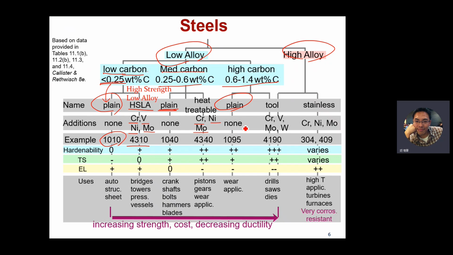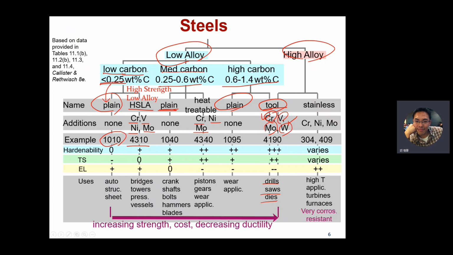For this tool steel, a lower alloy, the alloying elements include chromium, vanadium, molybdenum, and tungsten. You can see the element content, with tungsten and chromium. That means its hardness is extremely high. Therefore, it can be used in drills, saws, or dies. So the tool steel belongs somewhere between low alloy and high alloy.